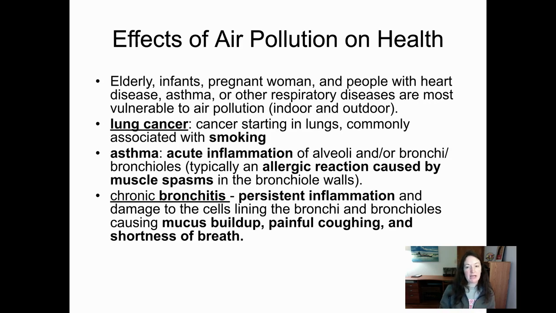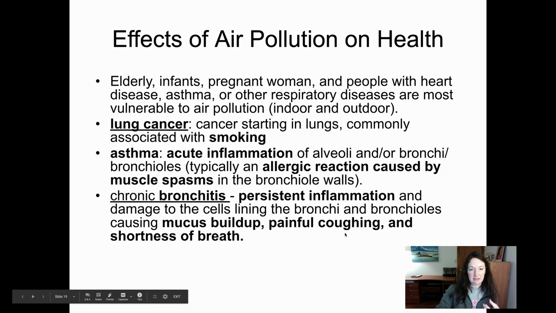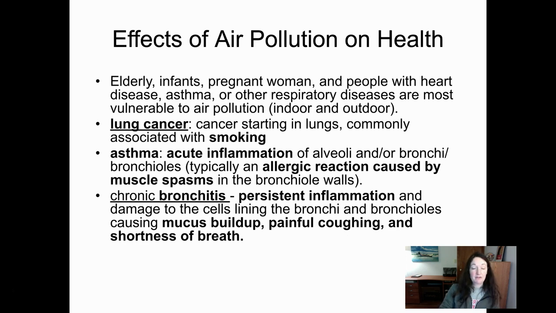And then chronic bronchitis is persistent inflammation. Chronic, again, is long term. So that's when you frequently have inflammation in the cells lining the bronchioles and the bronchi. That's these little branches here. If that's constantly inflamed, that's chronic bronchitis. You end up with mucus buildup, painful coughing, and shortness of breath. And unfortunately, being a chronic condition, it doesn't go away. It often bothers you.